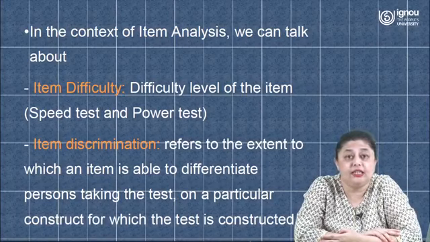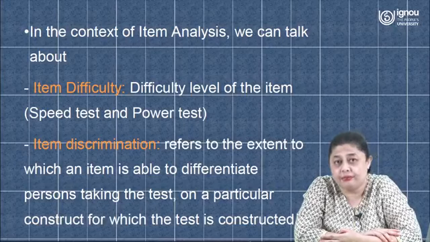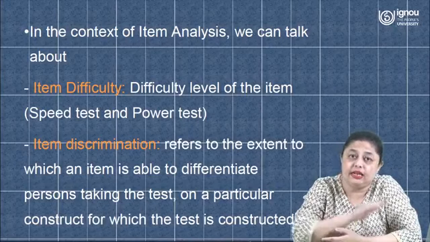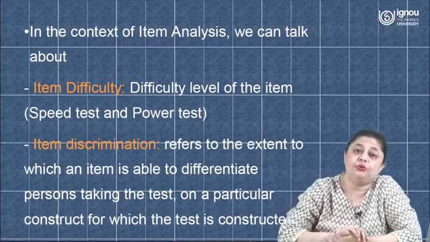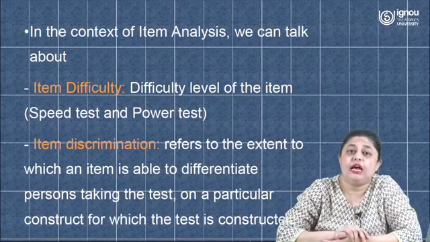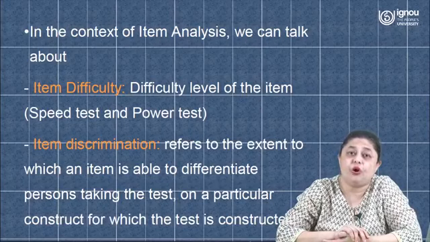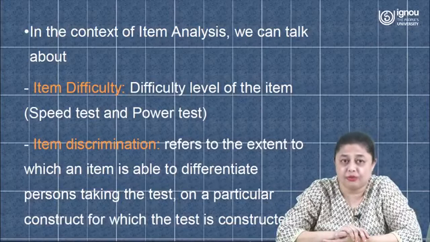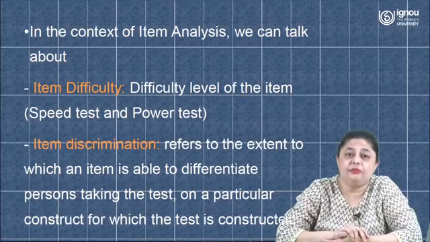If it is a speed test, then the difficulty level of the items is going to be the same, but if it is a power test, then the difficulty level of the items is going to increase gradually. So that also you need to focus on: what is the difficulty level of the items that I have included in my psychological test. Then the second is item discrimination, which refers to the extent to which an item is able to differentiate.